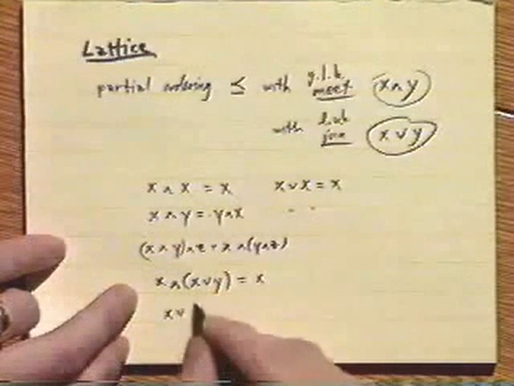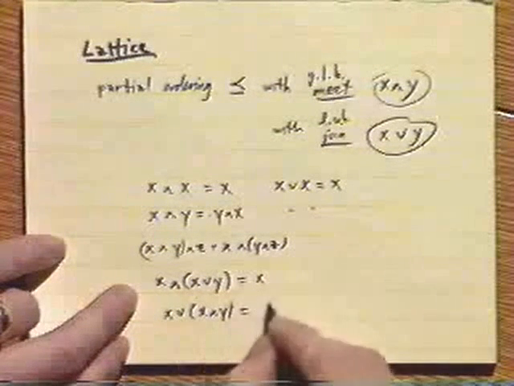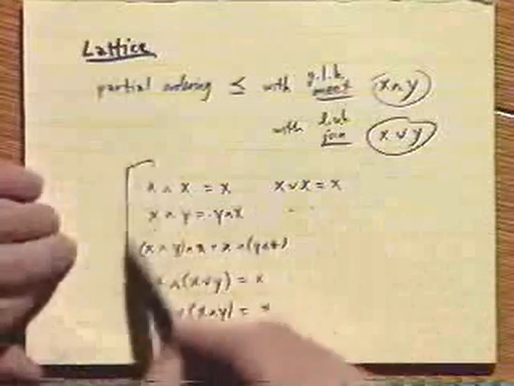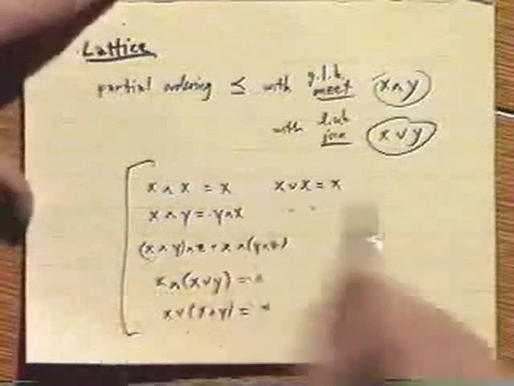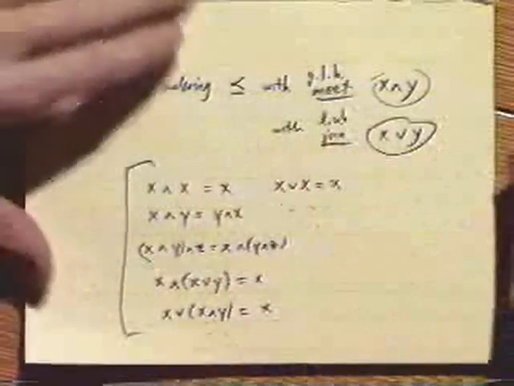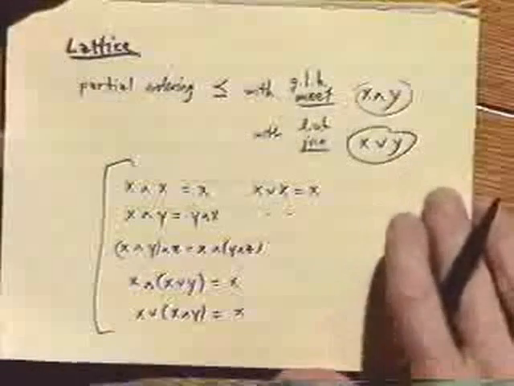And similarly, if you take the join of x with the meet of x and y, you get x. So now algebraically, if you take any system that satisfies these axioms, you can also define a partial ordering, and this turns out to be the greatest lower bound, least upper bound. Well, this is all abstract, so I want to get into concrete stuff.